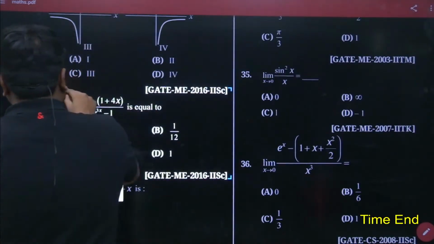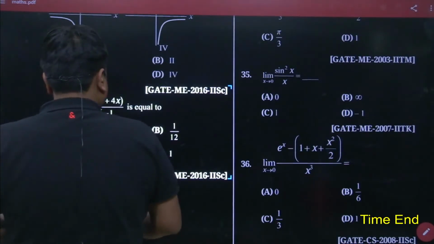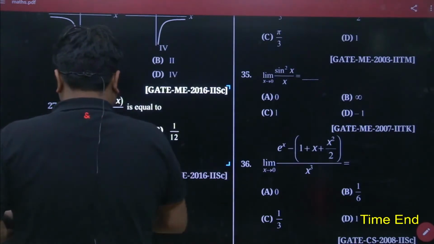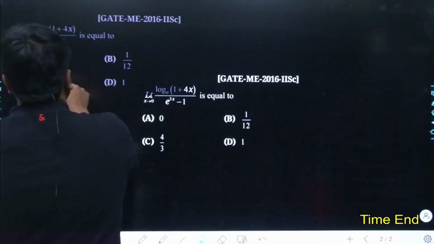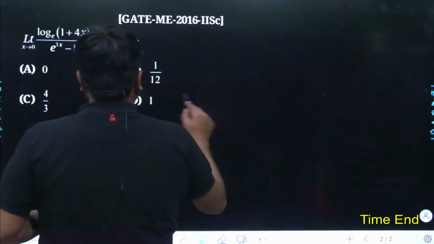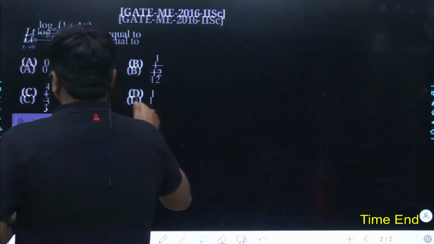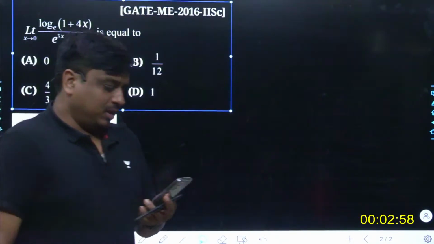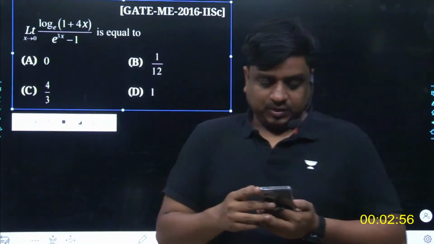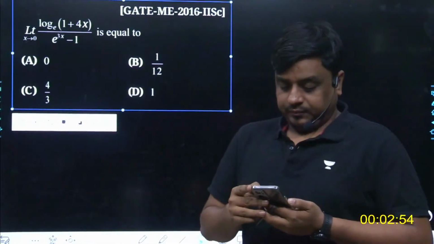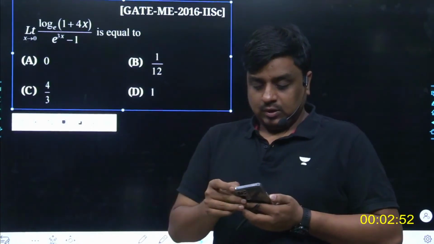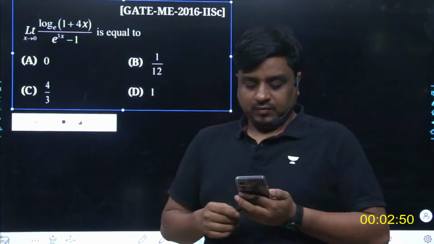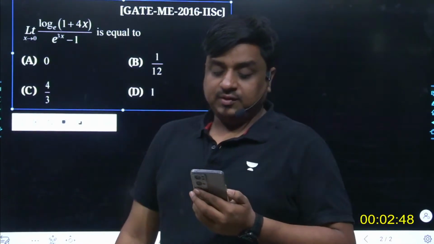This had been asked to the mechanical engineers in the year 2016. Read it carefully and tell me what would be the best answer. Again, a 3-minute time is given for you guys. So your timer starts now. Read this problem carefully and tell me what would have been the best answer for this given question.